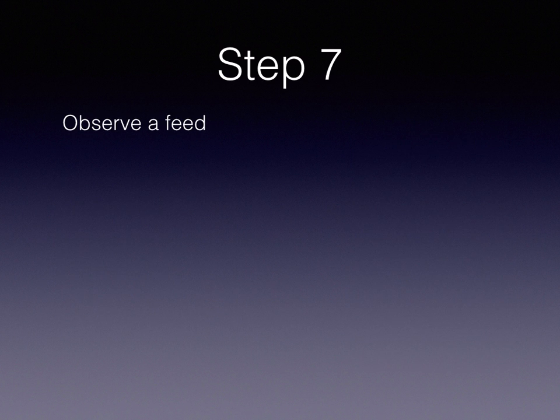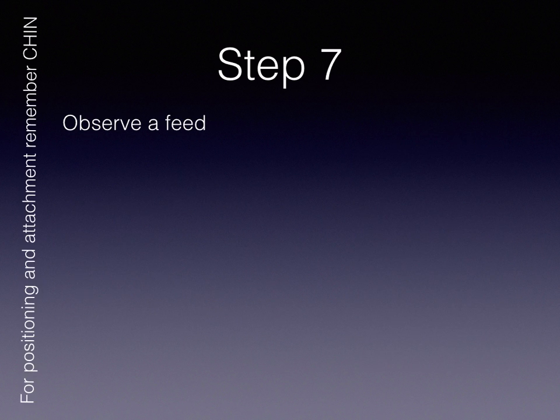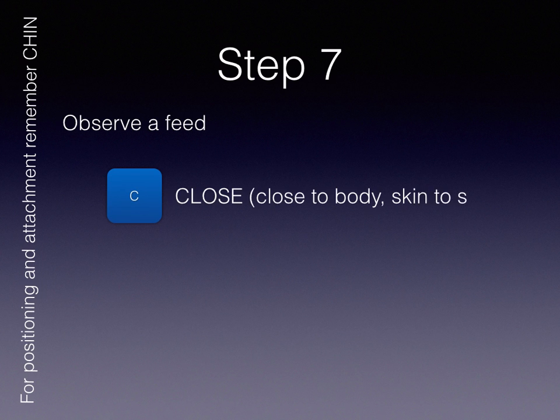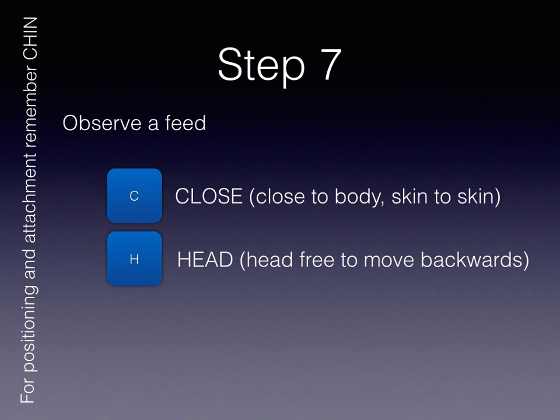Okay, so as promised, here's the CHIN mnemonic. So C is for close. This reminds the mother to have the baby close to her body, tummy to mummy and skin to skin. H is for head. This reminds the mum to keep the baby's head free to move backward and forwards in order to attach to the breast.